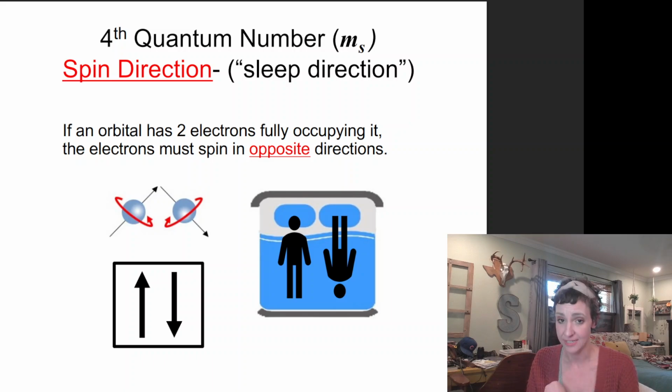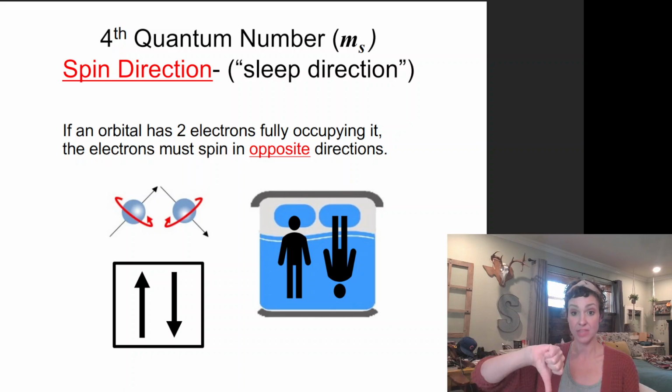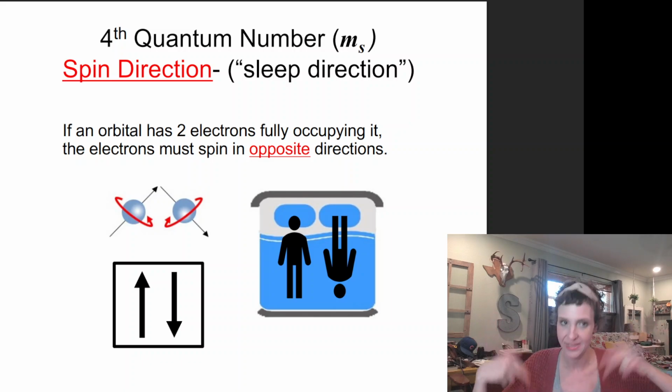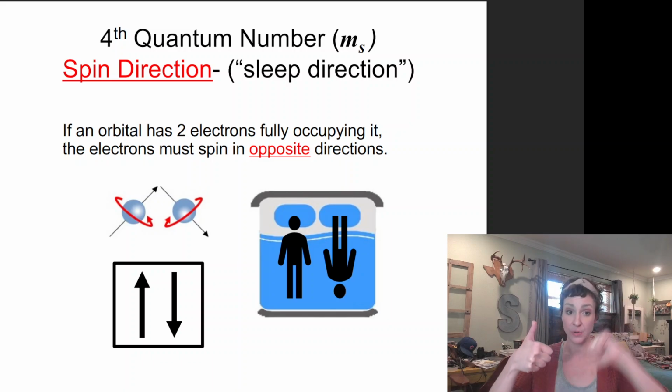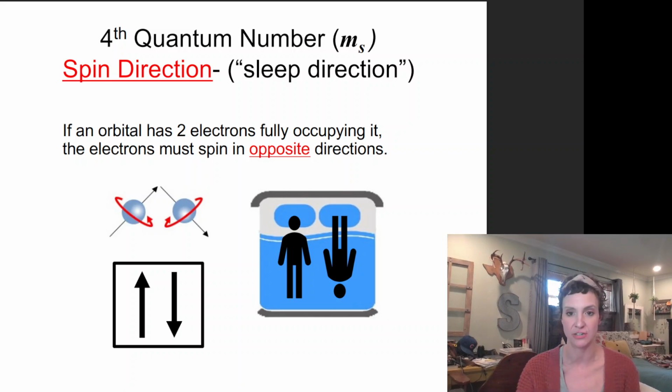So these electrons, they're going to get in the hotel, and if they double up with another electron in that bed, they're going to be strangers, and they are not going to sleep face to face. One electron is going to sleep down, and the other one is going to sleep up. We call that spin in an electron. So within each orbital that is fully occupied with 2 electrons, one electron is going to spin up, the other one's going to spin down. So these electrons must spin in opposite directions.